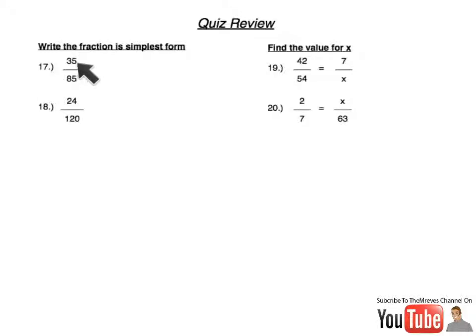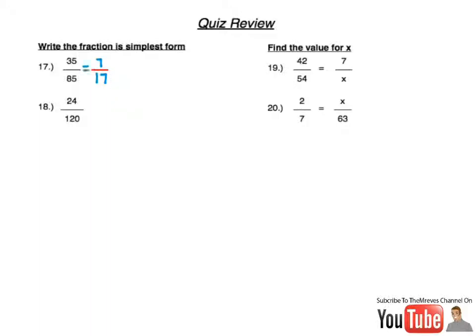So they both end in a 5, and so I know that they're divisible by 5. 5 goes into 35 7 times, and 5 goes into 85 17 times. Now the thing you're going to notice is 7 is prime, and so if 7 doesn't go into 17, it's in simplest form. And so it is.